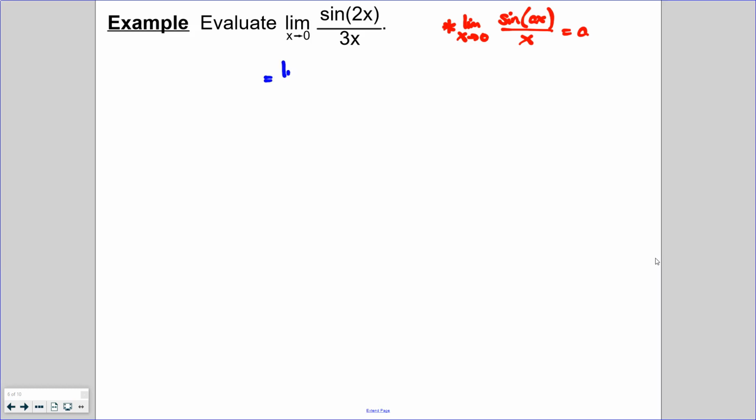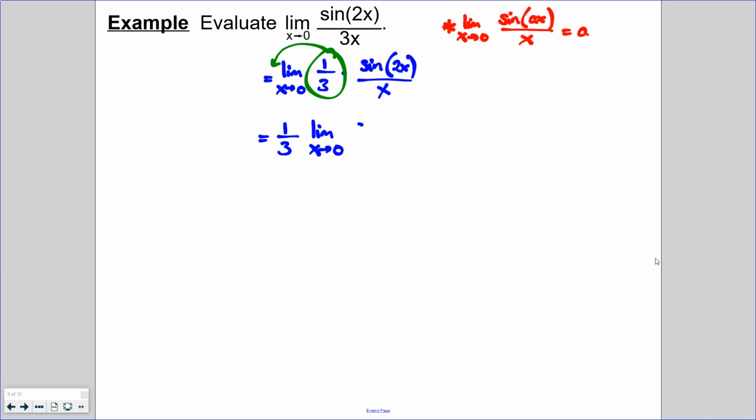So I can rewrite this limit as being the limit as x approaches 0 of 1/3 times sine of 2x over x. So basically, I just pulled the 3 from the denominator out and made it its own fraction. And when I did that, this 1/3 acts like a coefficient. And based on our properties of limits, we know that we can factor coefficients out of the limit. So this is going to give us 1/3 times the limit as x approaches 0 of sine of 2x over x.